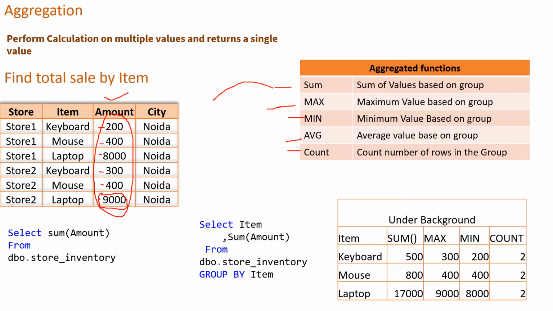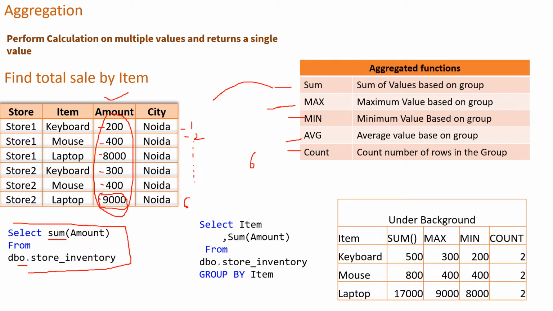Let's see another example with count. Count will take all the values from the amount column and count each and every row. So in this case, this is row 1, this is row 2, and so on, up to row 6, and count will return 6. Let's take a look at that query. This query performs the aggregation sum on the amount column. It will take all the values from the amount column, add each and every value, and return the sum.